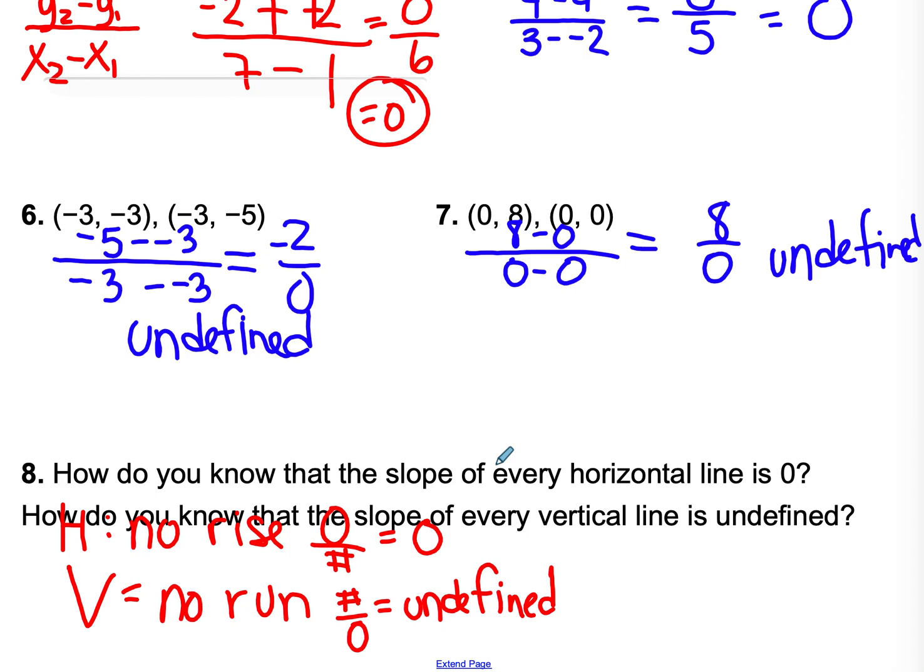Vertical, no run. It doesn't go side to side. It only goes straight up and down. We have a 0 on the bottom, and you can't divide by 0, so that's going to make it undefined.